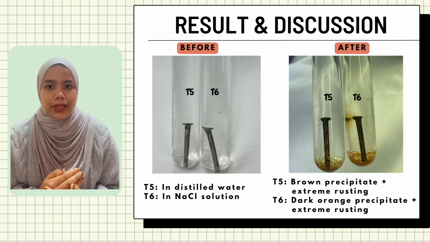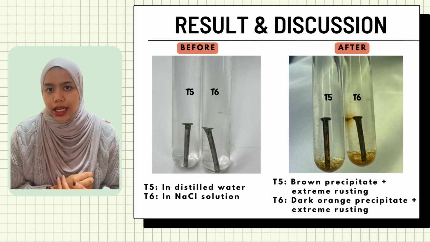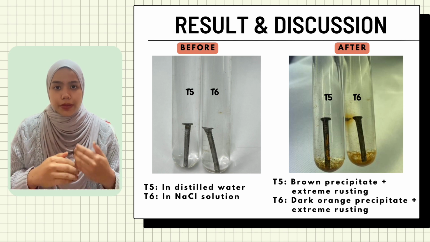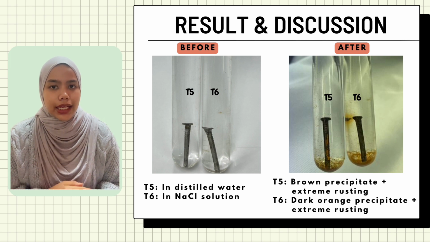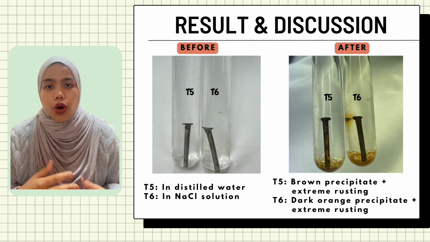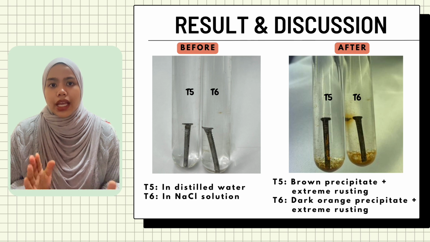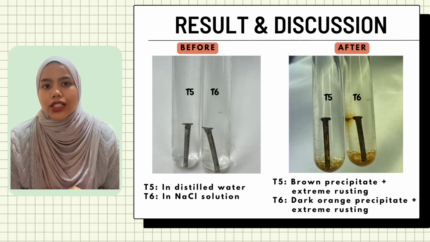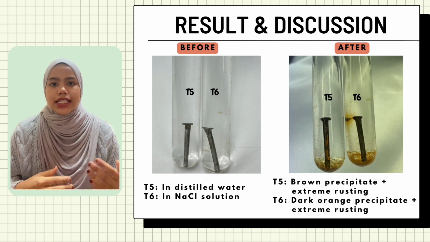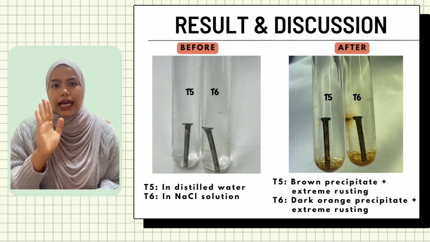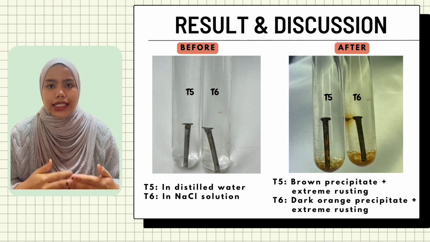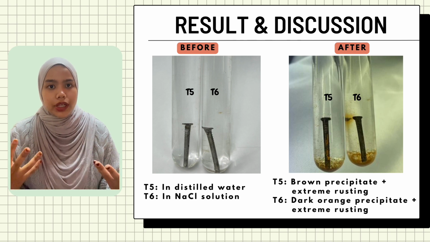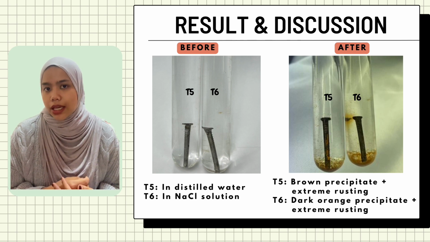In both these test tubes, the iron nails are corroded. At test tube number 5, extreme rusting turns the nails black and produces precipitate, while at the 6th test tube, extreme rusting also turns the nails black and causes the solution to turn yellow. This is because the 5th test tube has distilled water, and it may easily absorb oxygen from the atmosphere in comparison to the ordinary tap water.